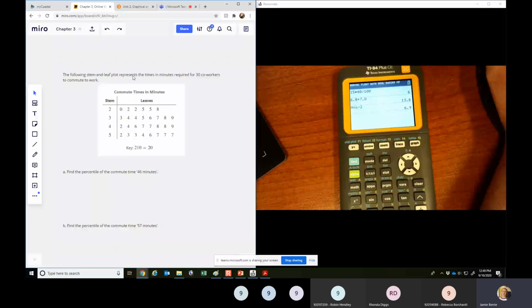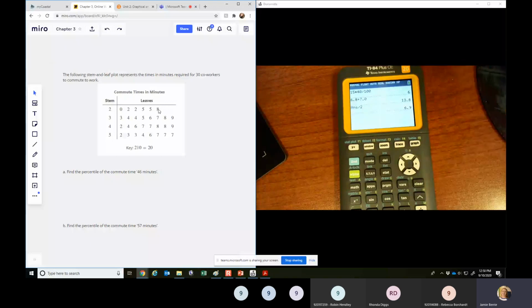So it says the following stem and leaf plot represents the time in minutes required for 30 co-workers to commute to work. So remember, stem and leaf plots, the way these work is this would be like 20 minutes, then 22 minutes, 22 minutes, 25 minutes, 25 minutes, 28 minutes. Okay, so let's look at the question. It says, find the percentile of the commute time, 46 minutes. Right, so 46 minutes. It's right here. 46. Right there.